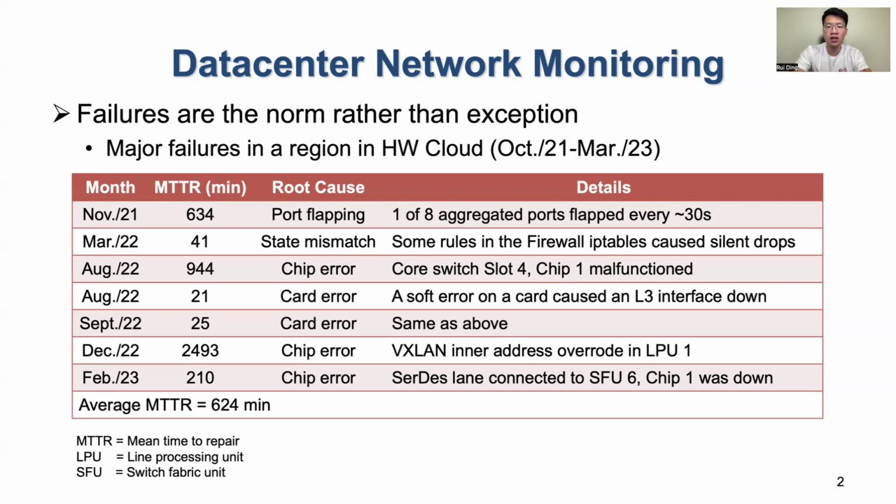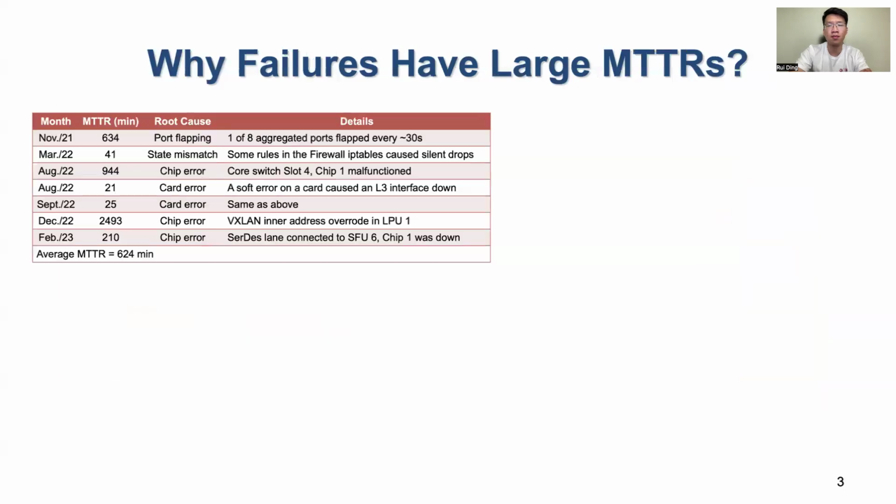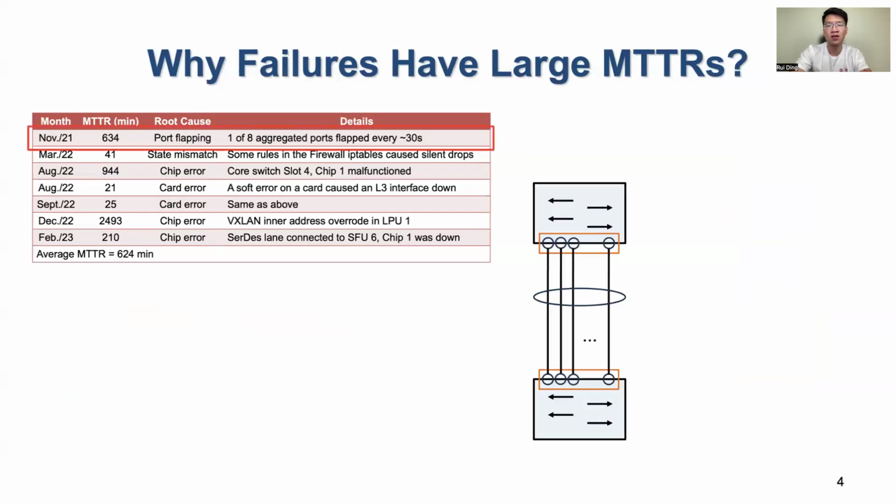Moreover, they took 10 hours on average to repair and had diverse root causes like port flapping, state mismatch, chip errors, and card errors. A natural question to ask is, why did these failures take so long to repair? Let's delve into one such case where one of the 8 aggregated ports flapped about every 30 seconds.